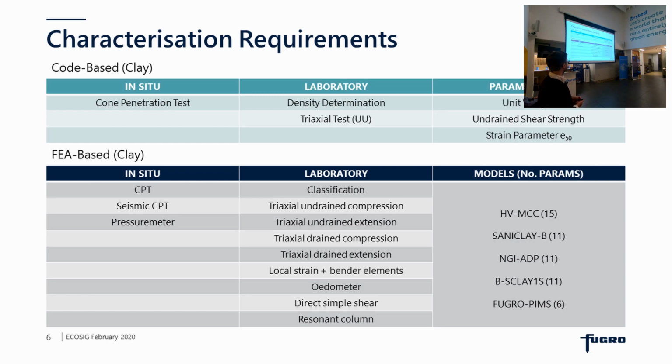If we look at our FEA-based representation, you can see the requirements become significantly more detailed. Perhaps you need additional in situ data in terms of seismic CPT or pressure meter data to adequately characterize the stiffness of the soil. You're generating a requirement for significantly larger volumes of laboratory data. And if we look at some conventional numbers of parameters to input to the models that we might be using in these types of analysis, then these values are significantly higher than the 3 single parameters that we were looking at previously for the API representation.